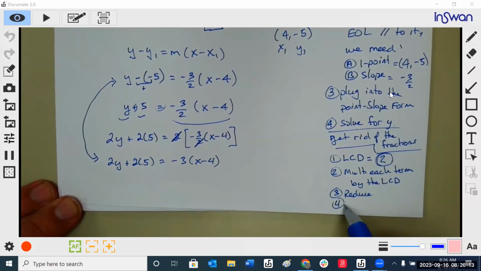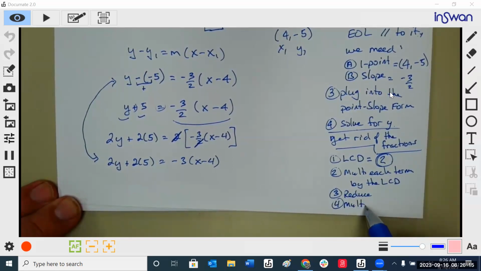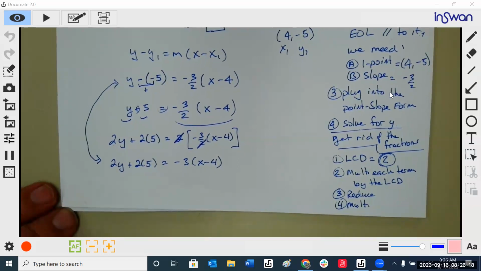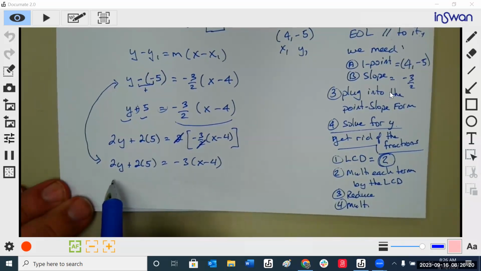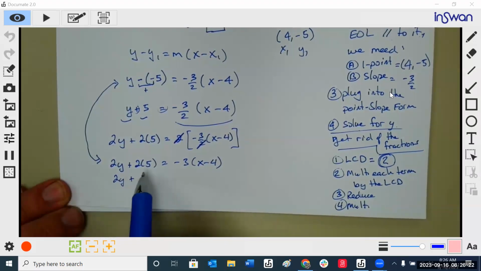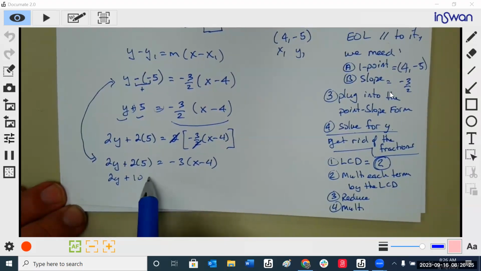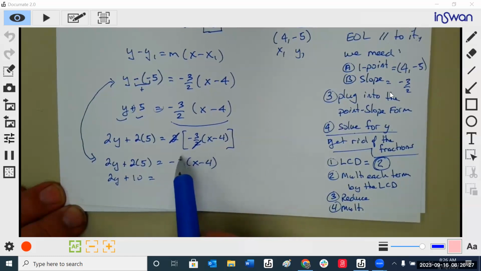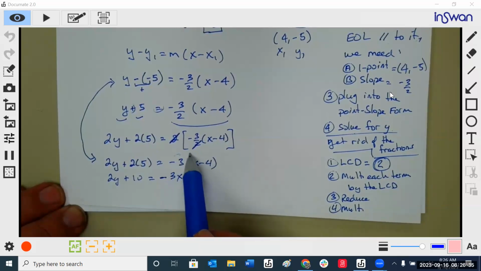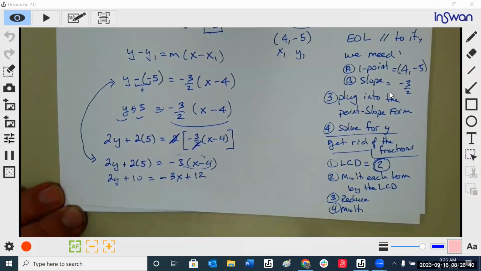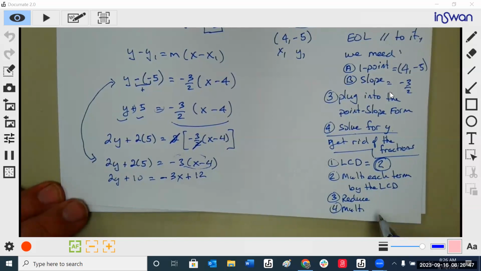Step 4 is multiply to get rid of the parentheses. Multiply each term. So it's 2 times y is 2y. 2 times 5 is 10. Now distribute over here. Negative times positive is negative. 3 times x is 3x. Negative times negative is positive. 3 times 4 is 12. And whenever you multiply, get rid of parentheses, combine like terms if possible.